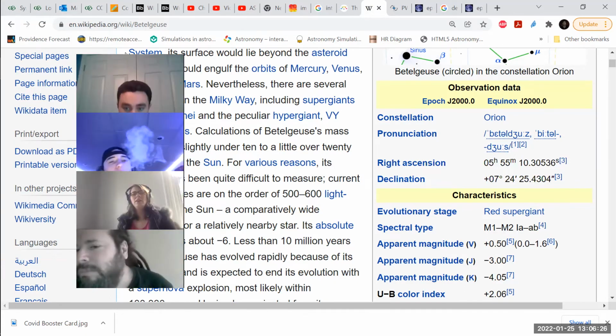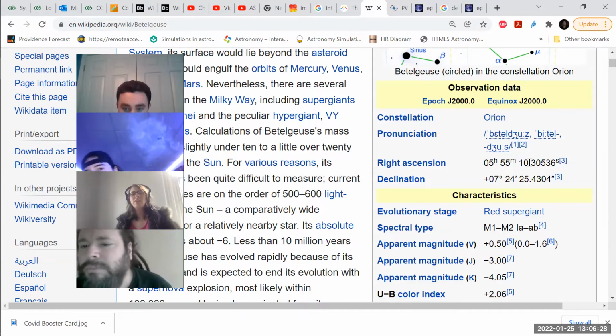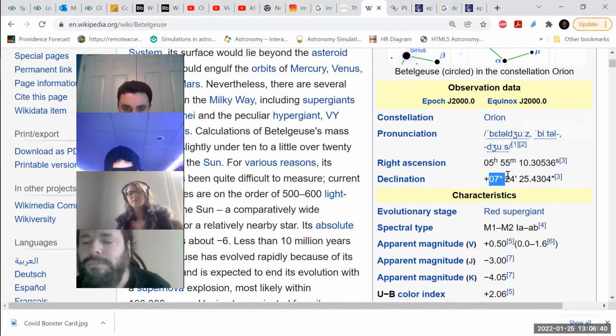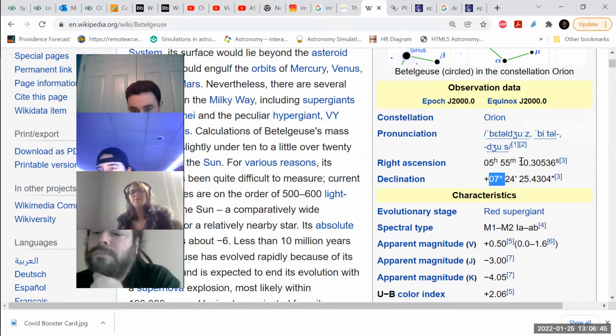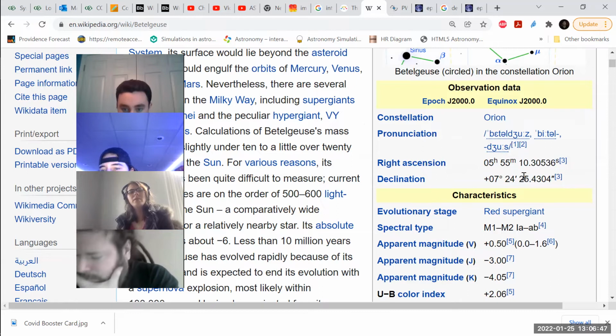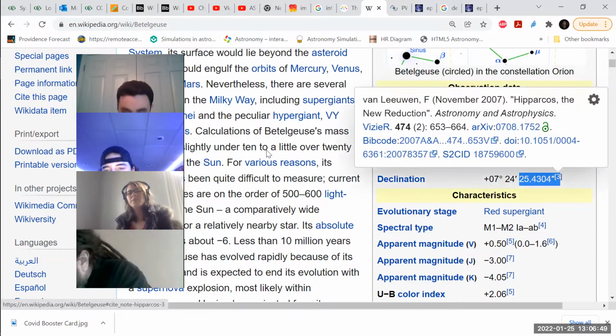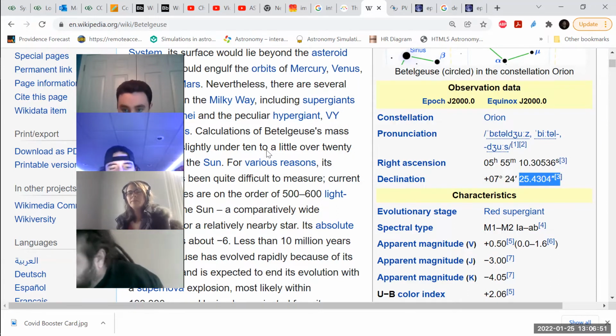They've estimated its position down to, what is this, like a millionth of an arc second or something, or 100,000th of an arc second. So 10.30536 seconds of arc. The declination, positive 7 degrees, 24 minutes of arc, 25 arc seconds and change. When you measure the positional resolution of a star to this level of precision, you can actually start to detect what's called its proper motion.